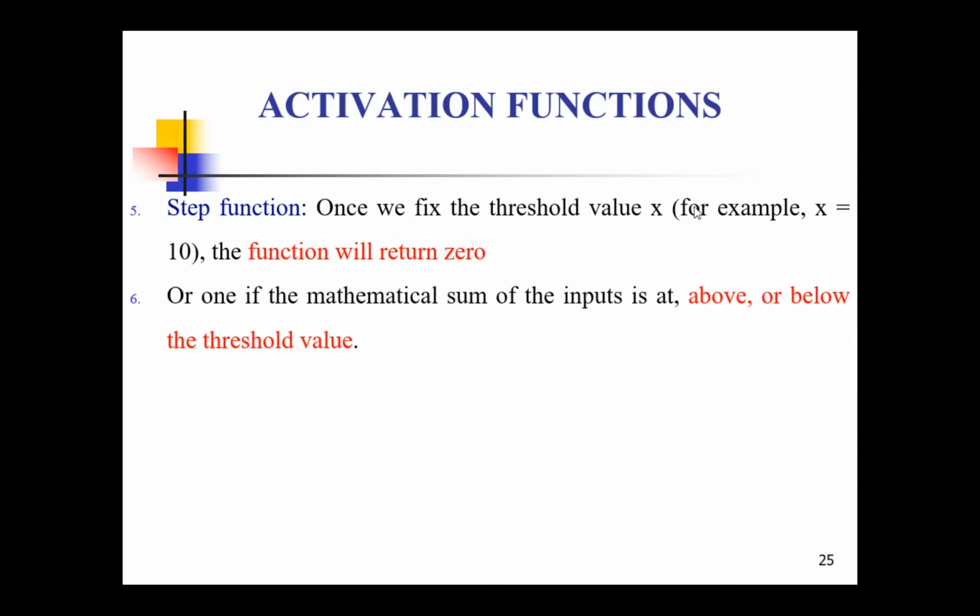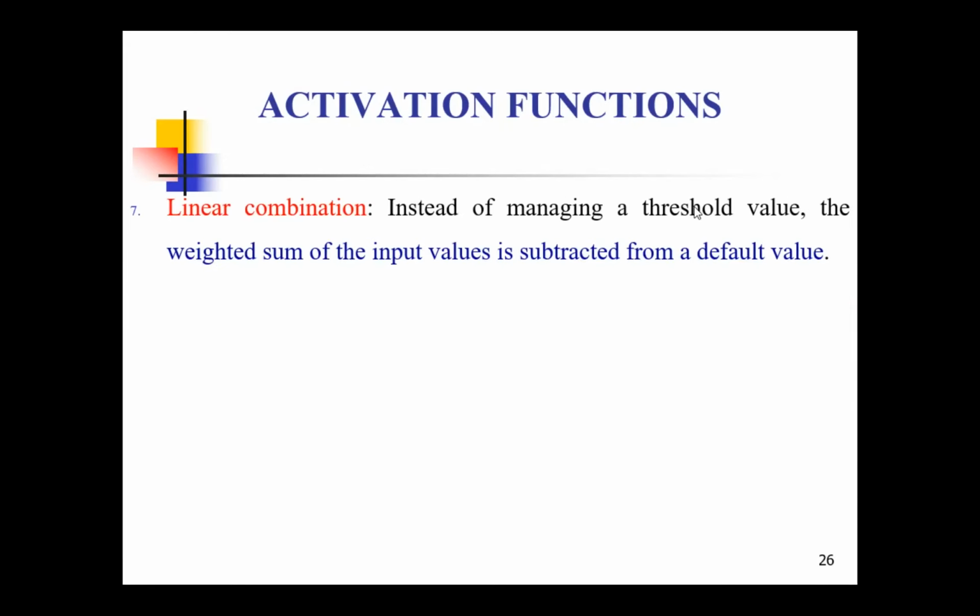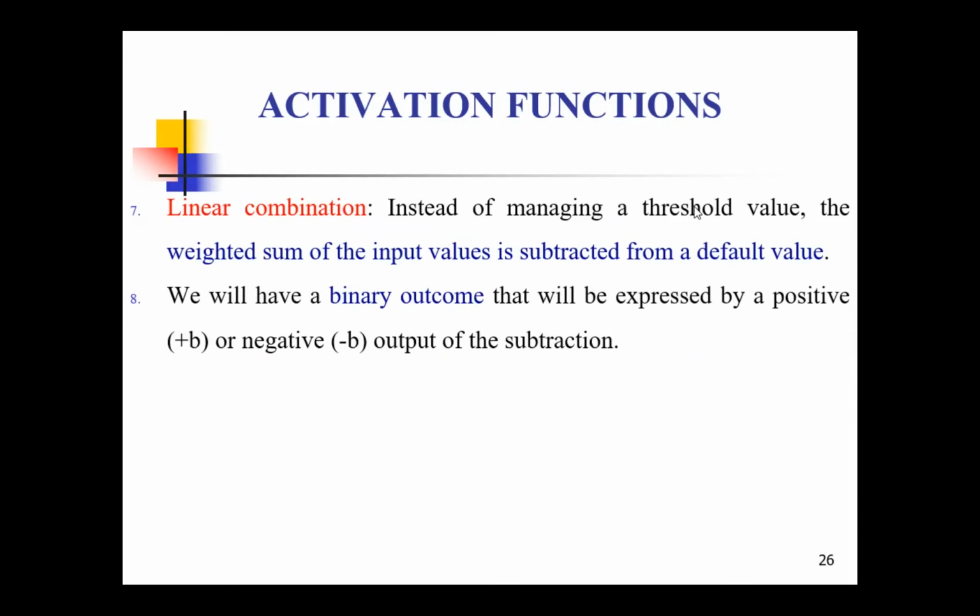Depending upon that, this will get activated. This is the representation of the step function, which varies between -1 to +1. Only when it reaches the threshold value, that is -1 or +1, will it start working. Then we have the second one, the linear combination.